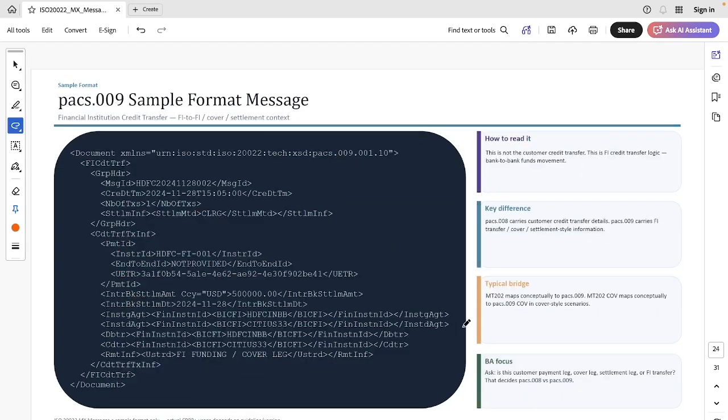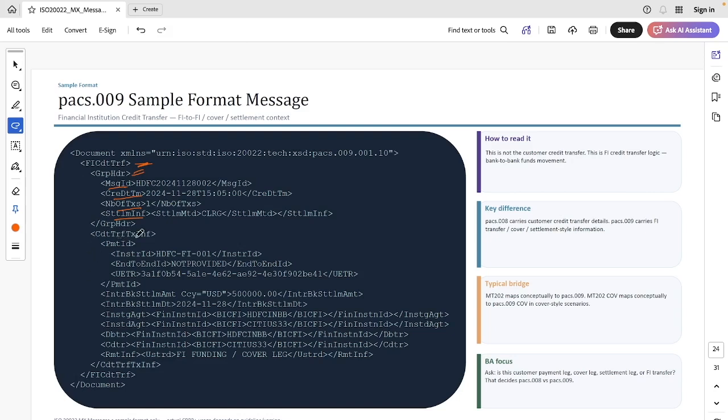Now let's look at the simplified PACS.009 sample. The message body is FI financial institution credit transfer. This tells us immediately that this is not the same as a customer credit transfer as we have seen in PACS.008. Then we have group header. This is again message level information such as your message ID, creation date time, number of transactions, and settlement information. This pattern should now feel familiar as we have seen in PACS.008.